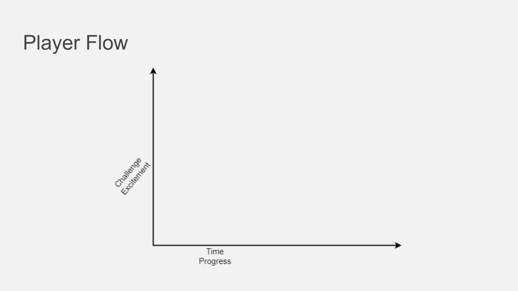When we're placing challenges for the player, we want to keep in mind the player flow. This graph has time or progress along the bottom, and challenge or excitement as the y-axis. And so as time progresses, or as the player progresses through the space, we want to increase the challenge and the level of excitement. But we want to do it in a very specific way.